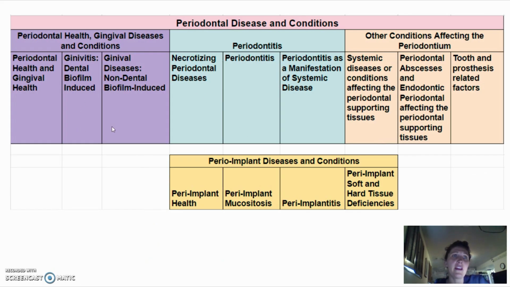We have an area called periodontal health, gingival diseases and conditions, and it gives 3 different descriptions, which we'll talk about. Periodontitis, 3 different descriptors as well. Conditions that affect the periodontium. And then they gave us a new category, perio implant diseases and conditions, and 4 different categories there, which we'll go over.